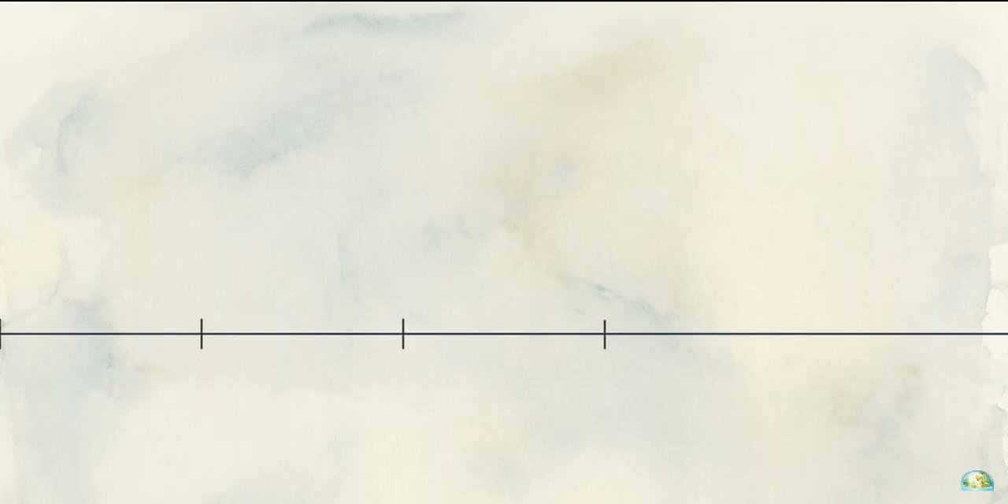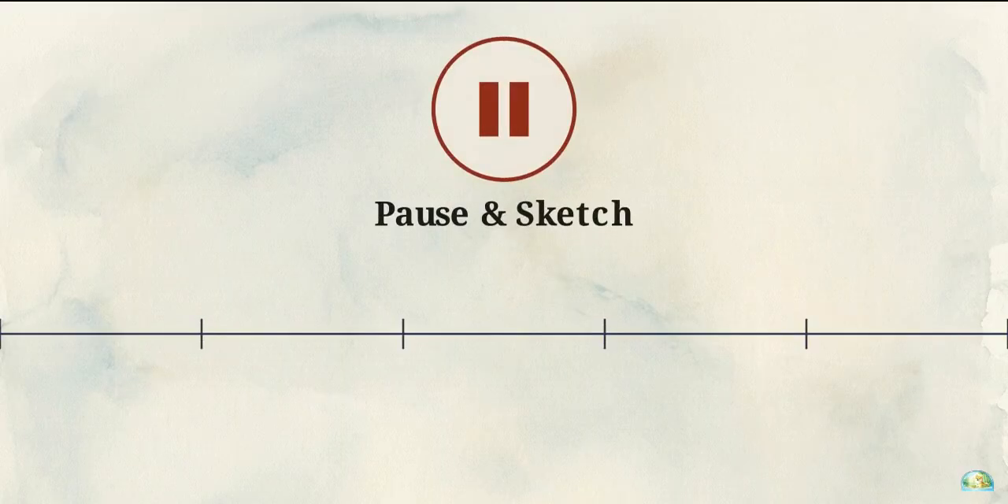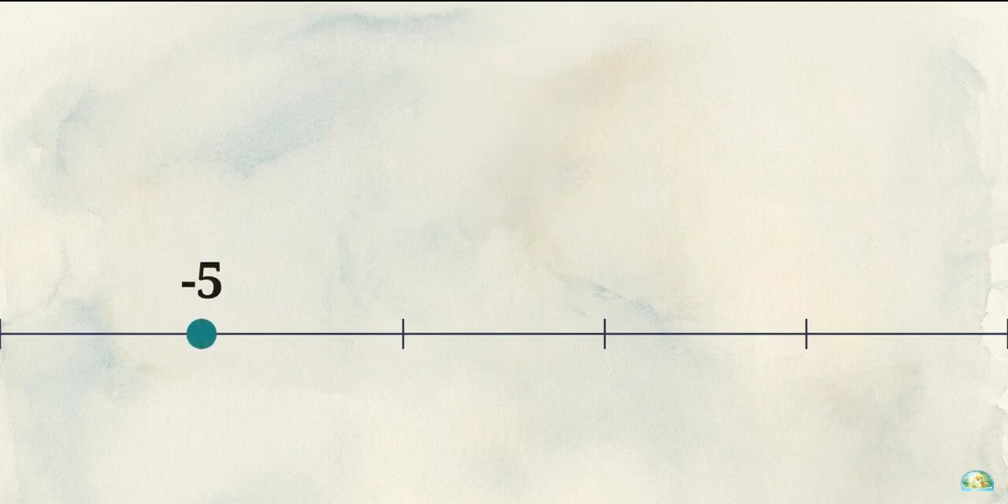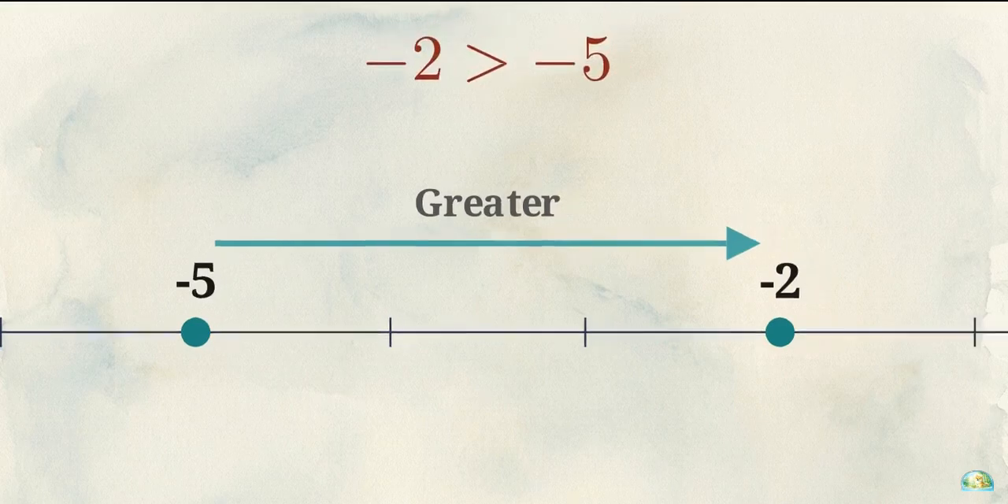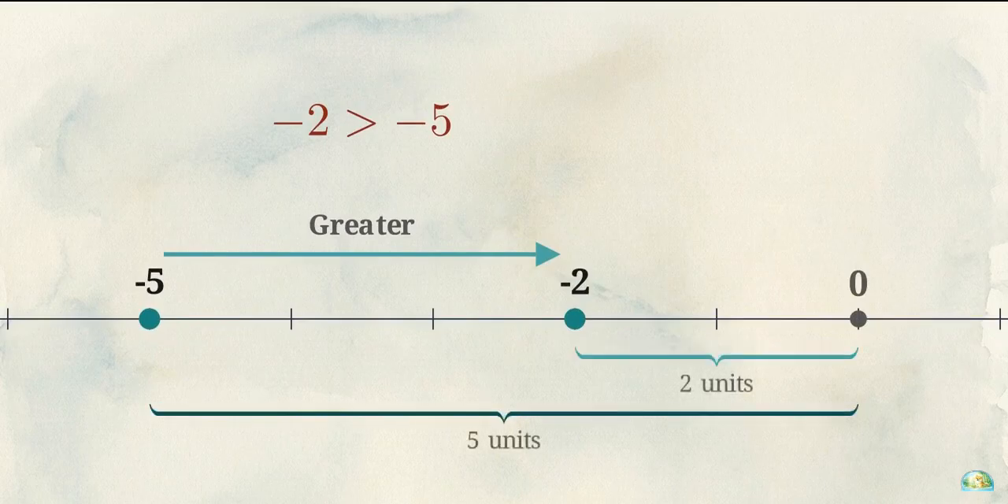Pause the video here, sketch a number line, and plot both numbers to see which one sits further to the right. When we map them out, we can see their true relationship. -2 is positioned to the right of -5. On a number line, values further to the right are greater, so -2 is greater than -5. For negative numbers, the value closer to 0 lies further to the right, which makes it the greater number.